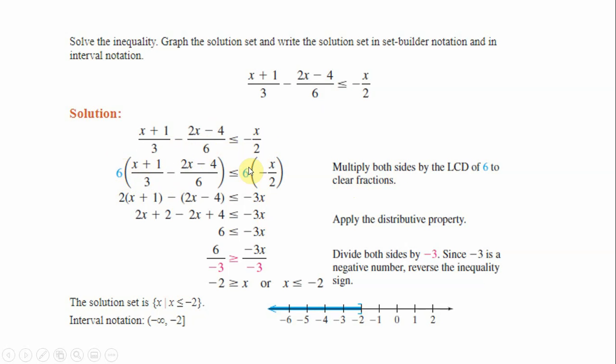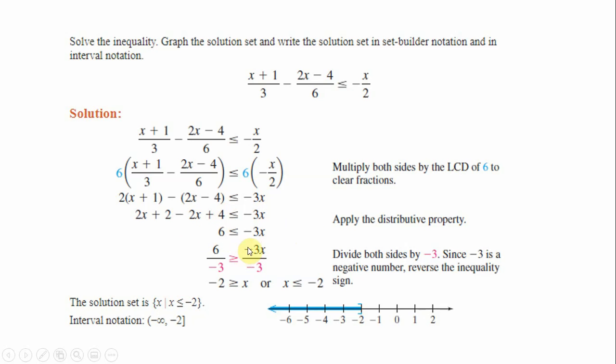I multiply both sides by my 6. It's a positive number, so I maintain that relationship. When I distribute my x here, 3 will go into 6 2 times, so it's 2 times x plus 1, 2x plus 2. Minus the 6 cancels here, and I'm just left with a minus 2x minus 4, or minus 2x plus 4. I have to distribute that one. And here I've just got left the minus 3x. So in this case, the 2x and the minus 2x canceled. I've got my 6 from my 4 and my 2 grouping.